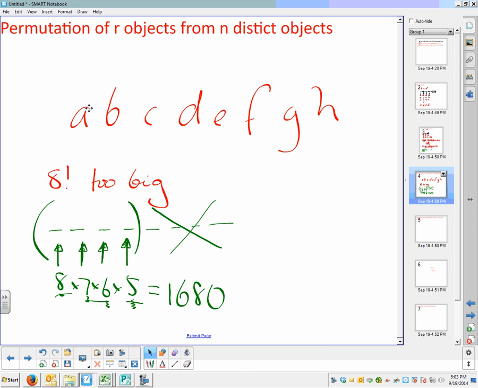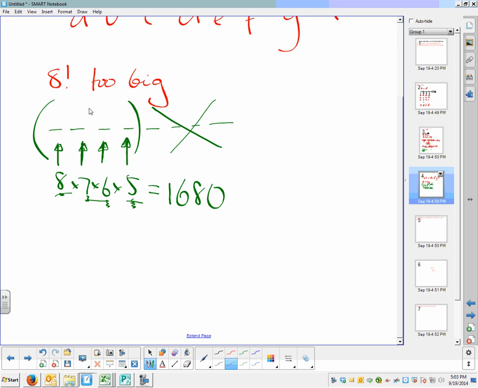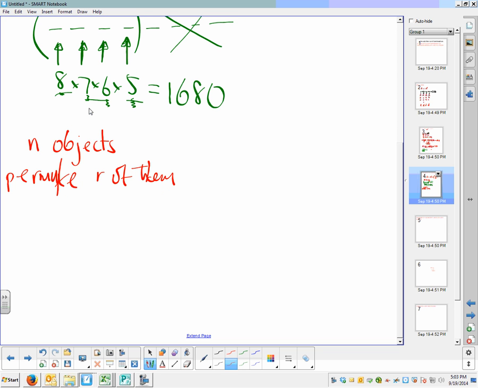Okay. So how could we write that? We can't write n factorial. If I've got n objects and I'm only permuting r of them. I'm going to permute r of them. What's meant to say then?